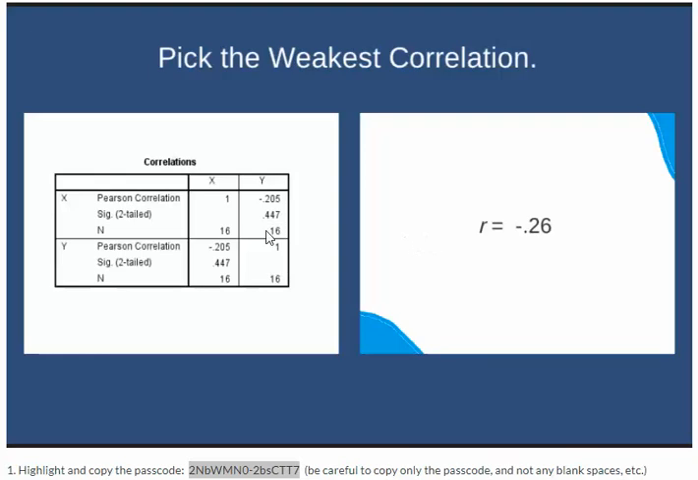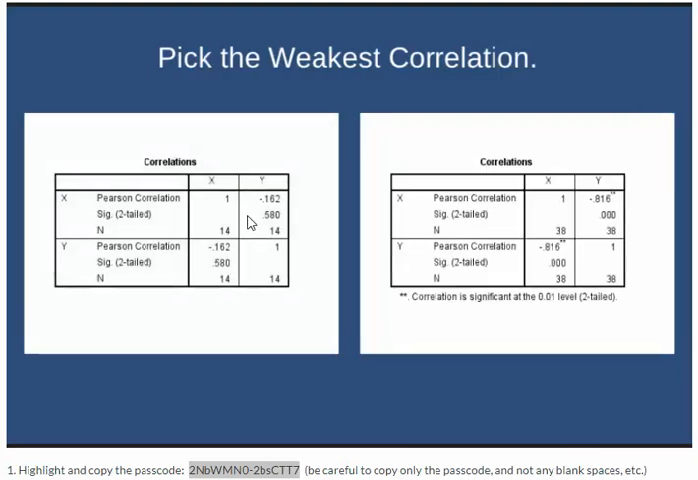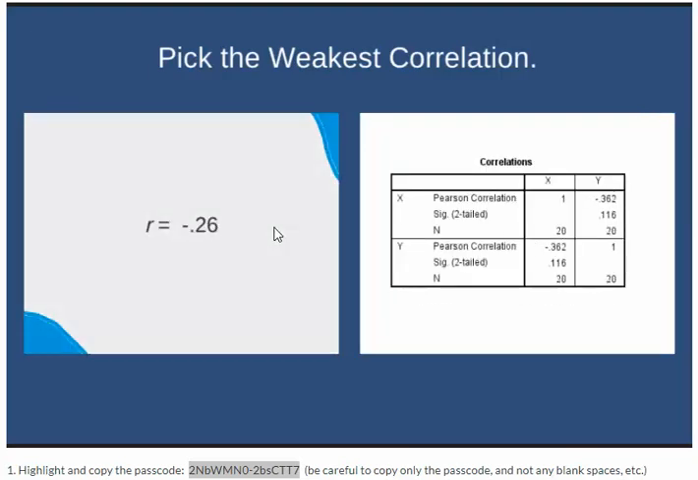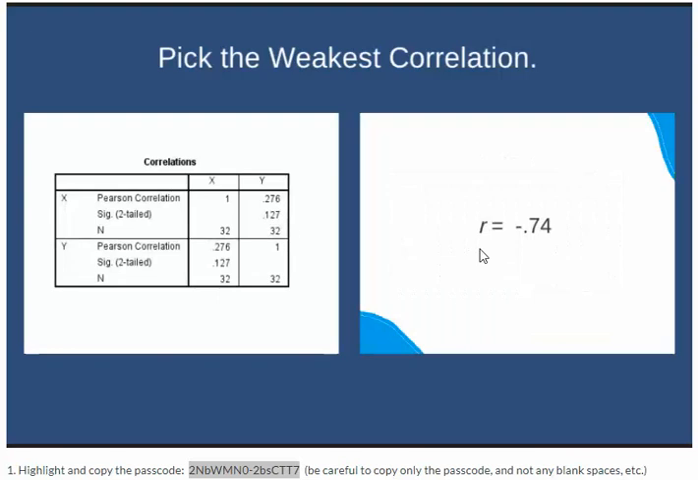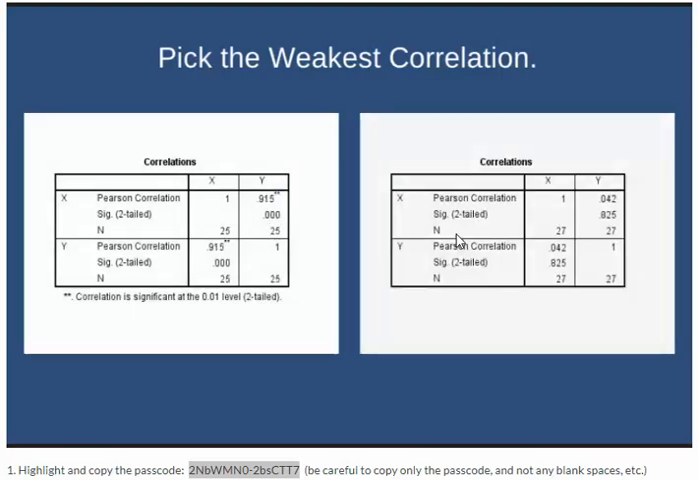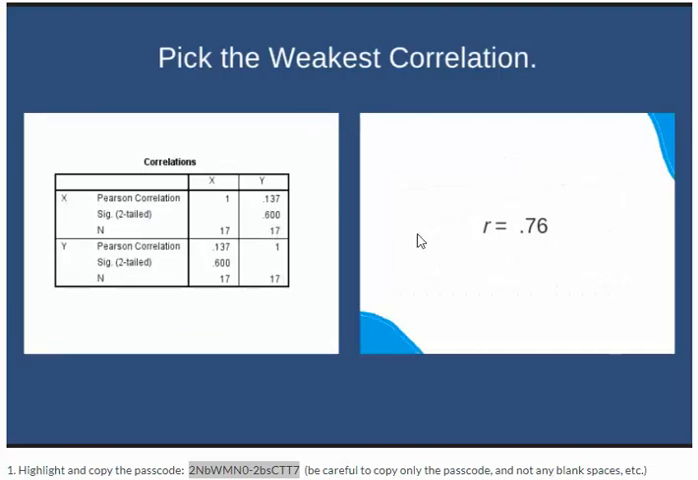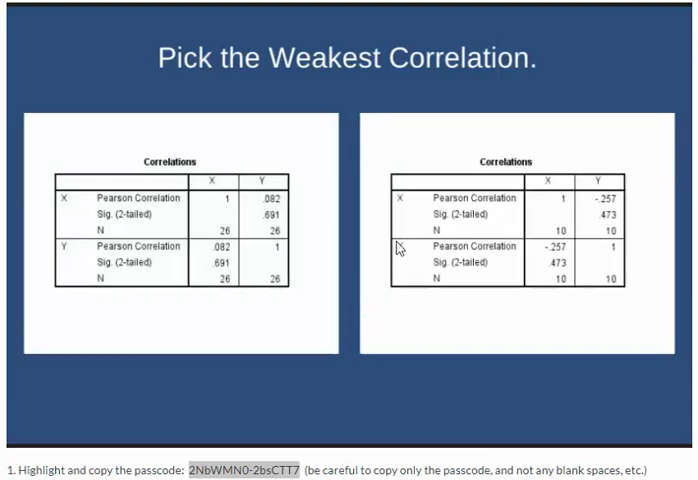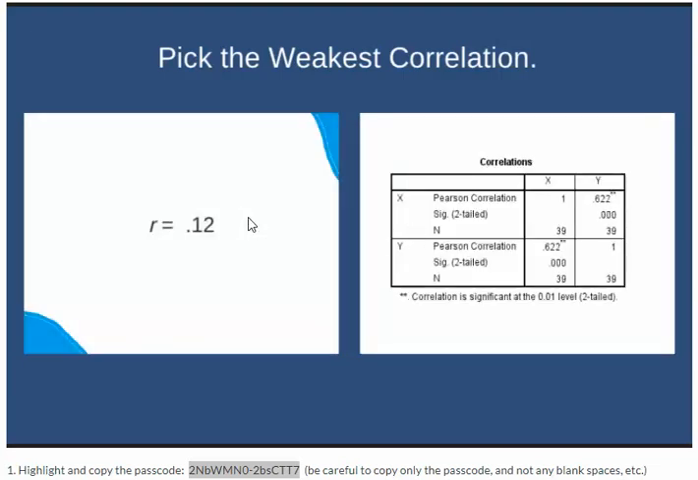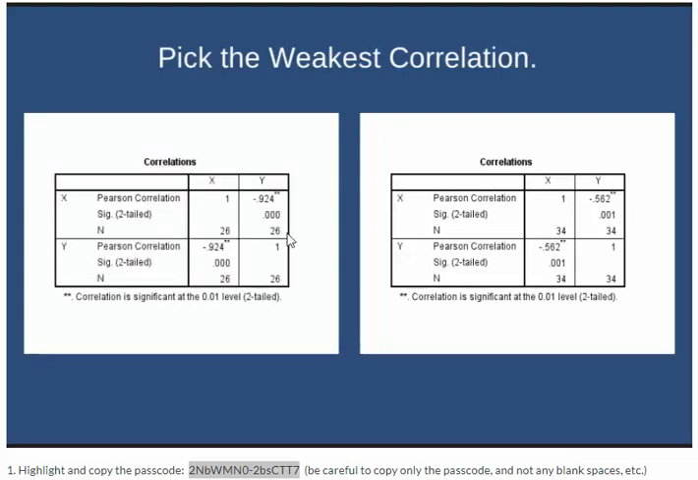Sometimes you'll be given the direct Pearson's r, other times you'll be given it as the SPSS output, and simply go through and work on your ability to quickly pick whichever one is closest to 0. Later on, we'll have some other activities that focus on other aspects of the SPSS output.